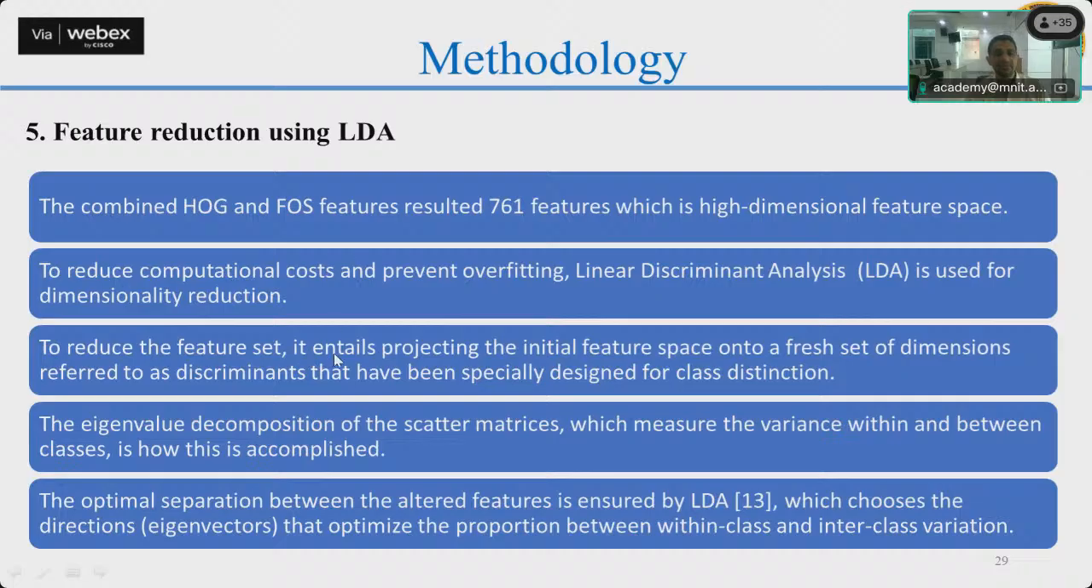To reduce the feature set, it entails projecting the initial feature space onto a fresh set of dimensions referred to as discriminants that have been specially designed for class distinction. The eigenvalue decomposition of the scatter matrices, which measure the variance within and between classes, is how this is accomplished. So how do we decide? Again, see that eigenvalue decomposition of matrices helps to measure the variance within and between classes. The optimal separation between the altered features is ensured by LDA. It chooses the directions that optimize the proportion between within-class and inter-class variation.